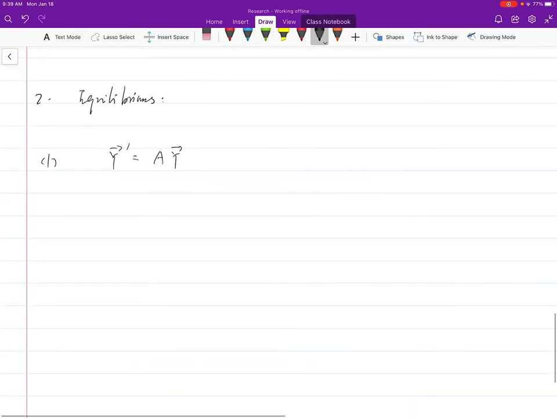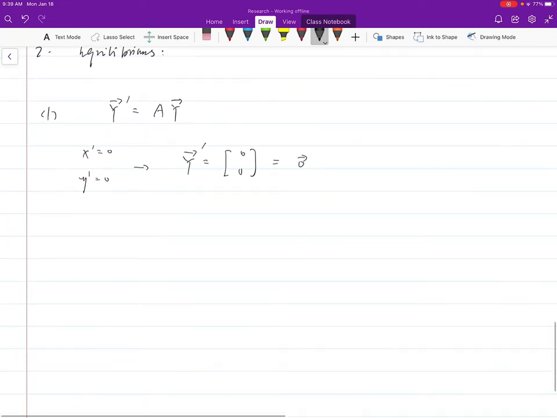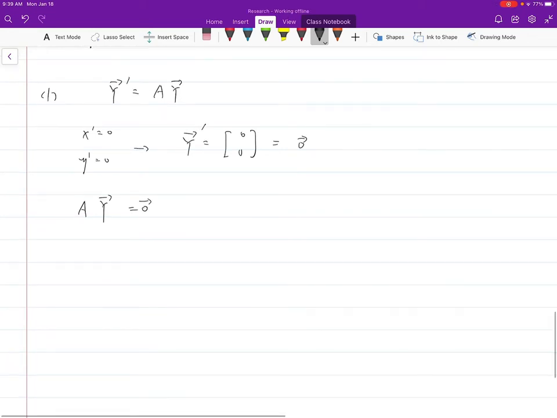For equilibriums, that's where x prime equals 0 and y prime equals 0. So the whole thing stopped moving, right? It's the same as saying y prime equals the vector 0, 0, which is the 0 vector. So to solve for equilibriums, basically you just need to solve Ay equals 0. This is something we are very familiar with. This is solving a linear system. More specifically, this is solving a homogeneous linear system.